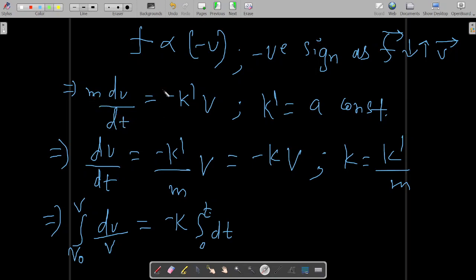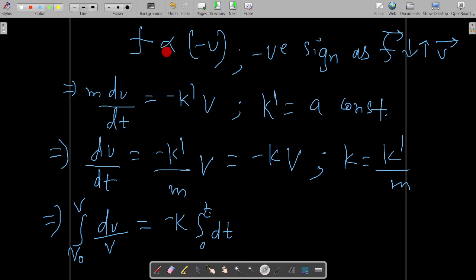m dv by dt equal to minus k dash v. Now dv by dt is equal to your acceleration. You know this very well. So mass into acceleration, instead of writing mass into acceleration, I have put m dv by dt. Why have I done like that? Because I have to find the final expression for velocity. So in order to find the final expression for velocity, I have put dv by dt in place of acceleration, because acceleration is equal to the rate of change of velocity. So mass into acceleration is equal to force, and in place of acceleration I have put dv by dt, so that I can find the value of v in terms of t. So equal to minus k dash, where k dash is a constant.